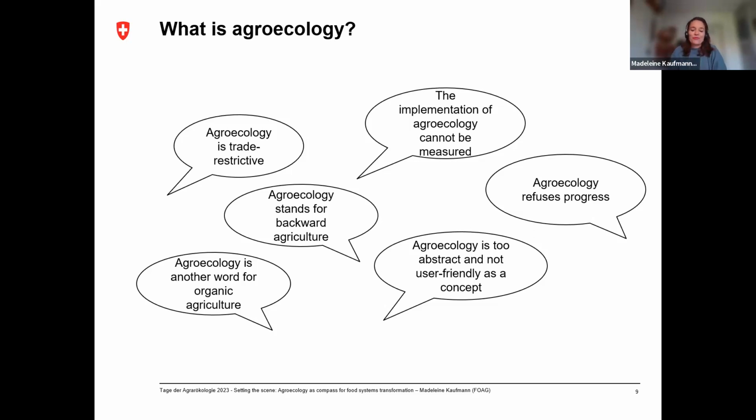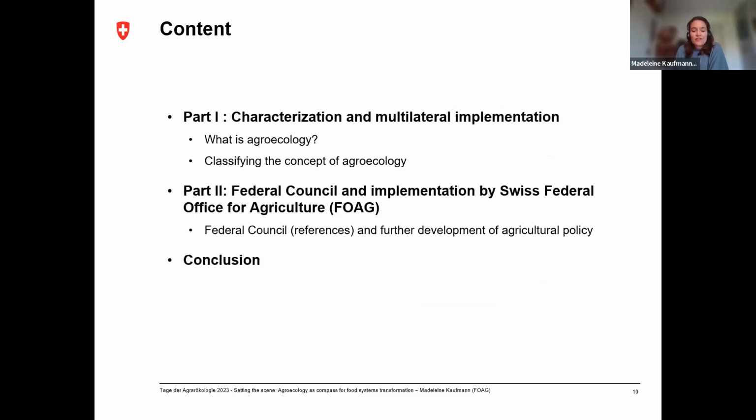Ladies and gentlemen, how can we translate agroecology from abstract principles to tangible results, like Johanna said in her introduction? And what does a farm and an enterprise look like that is aligned with the agroecological principles? This is the big challenge. And here lies the key to success, I believe. At the risk of presenting something that many of you already know, I would like to briefly outline in my keynote two things. First, the emergence of the characterization of agroecology at multilateral level. And second, how the Federal Council sees agroecology and how we at the Swiss Federal Office for Agriculture implement it.